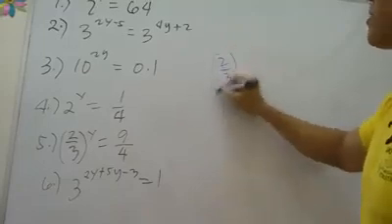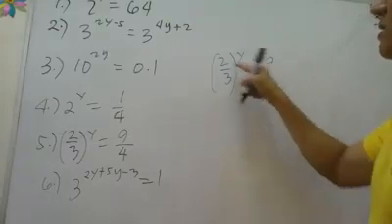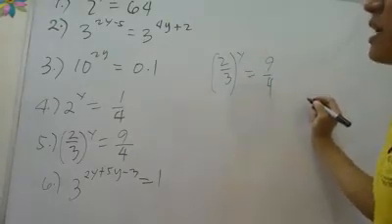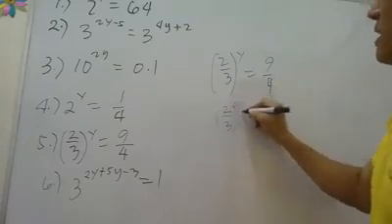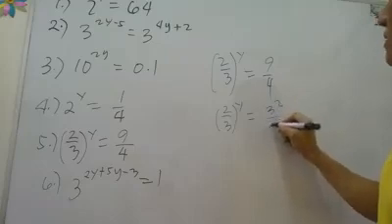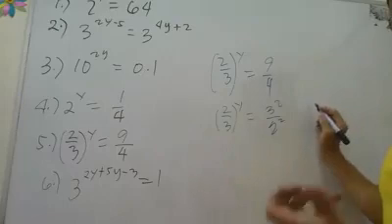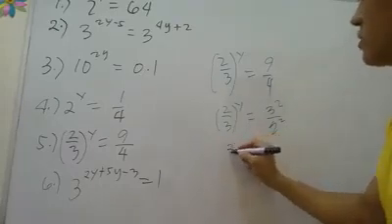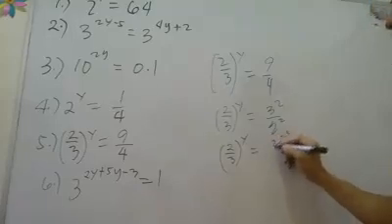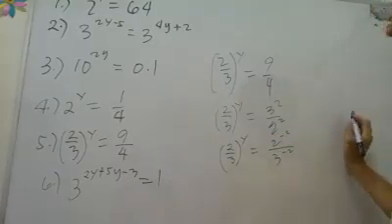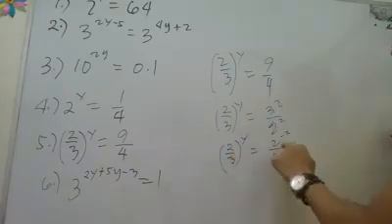2 over 3 raised to y is equal to 9 over 4. And as you can see, 9 and 4 are just the squares of, what's this, 3 over 2, right? So we can say 2 thirds raised to y is equal to 3 squared over 2 squared. Now, in this case, we can just take the reciprocal to make a negative exponent. So we have 2 over 3 raised to y is equal to 2 over 3 raised to negative 2. Okay? Why do we take the reciprocal? It is because this one is in 2 thirds and this one must also be in 2 thirds.